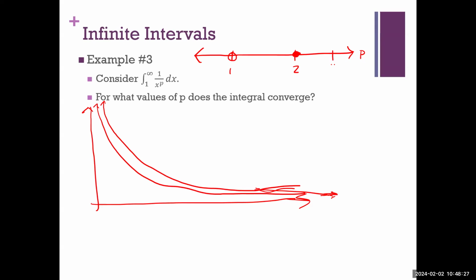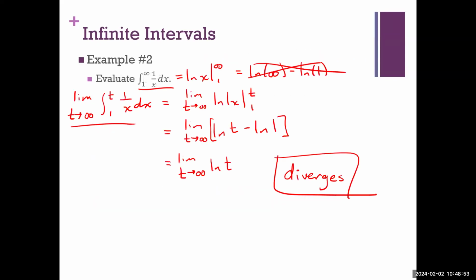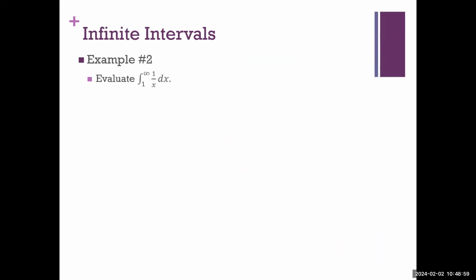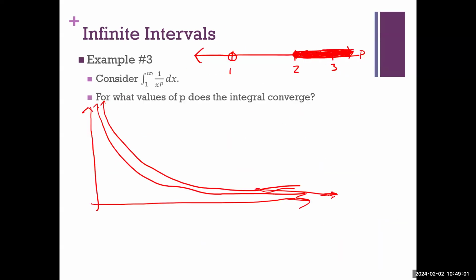So can we form a guess about what 1 over x cubed would do? That is going to converge because that function is going to decrease even faster. So I'm going to bold in all the things that converge. We know that 2 and greater converges, right? Because that was the first example we did. And we knew that 1 diverges. So yeah, I picked 1 and 2 because those are the ones that we've specifically looked at. But what do we think happens in the middle?